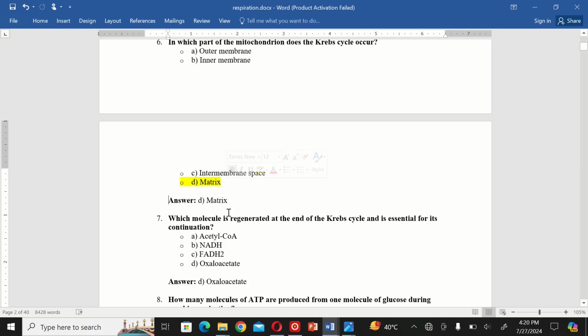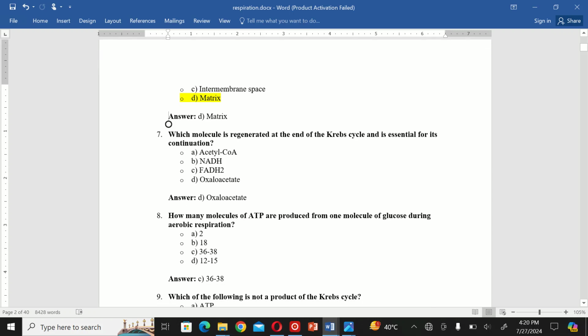The next MCQ is: which molecule is regenerated at the end of the Krebs cycle and is essential for its continuation? A. Acetyl coenzyme A, B. NADH, C. FADH2, and D. Oxaloacetate. So the correct option is D.